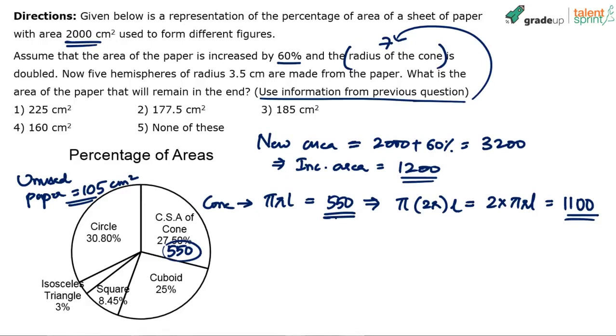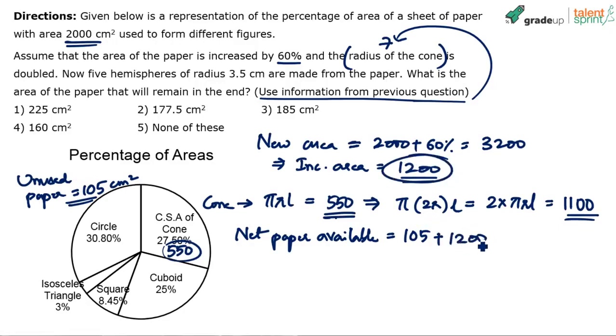Now if you observe, how much is the remaining paper? How much is the paper with us? What is the area of paper that will remain in the end? We will calculate that in the end, of course. Now, what is the total net area available? Net paper available for hemispheres. Simple calculation. We already had 105 centimeters square of unused paper available with us, so this can be used for making hemispheres. Plus, we got an increment of 1200 centimeters square, so this also can be used for making hemispheres.